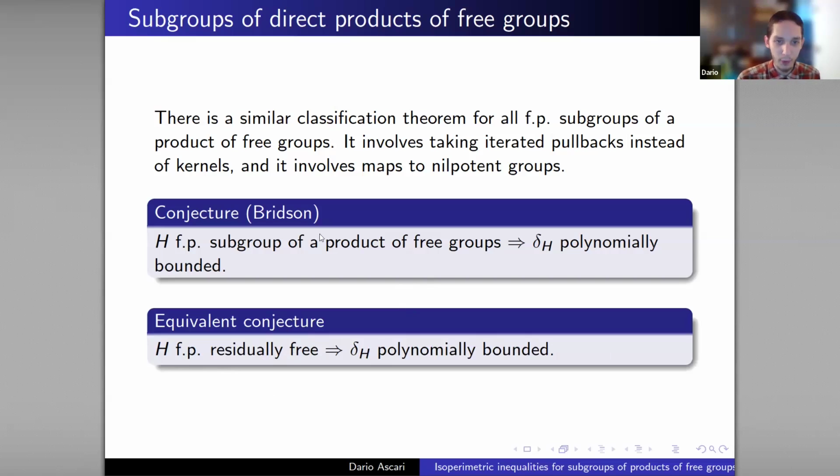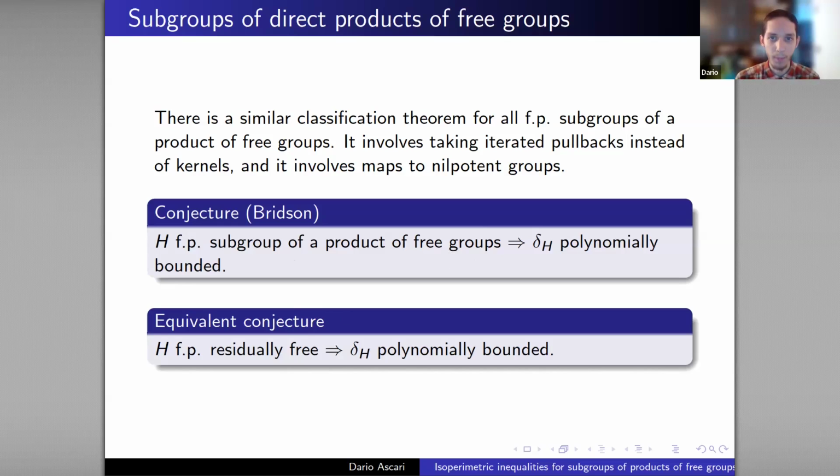And the reason why the two conjectures are equivalent is not too hard to prove. It's because residually free groups embed into a direct product of limit groups. And limit groups are similar to free groups. They have quadratic Dehn functions. And so from one conjecture, you can deduce the other.